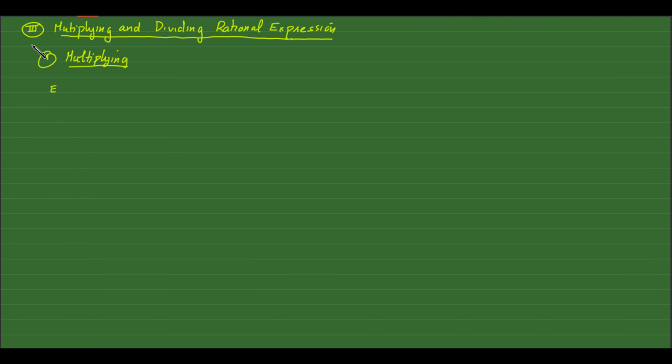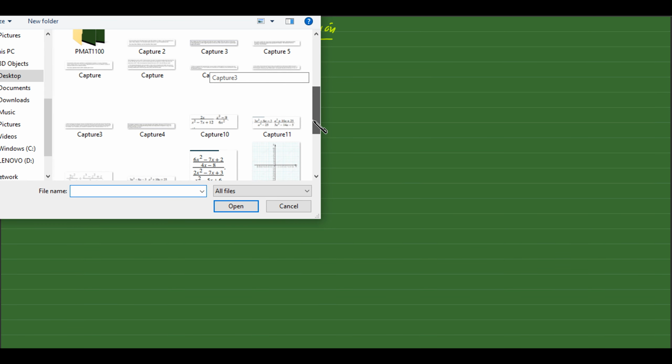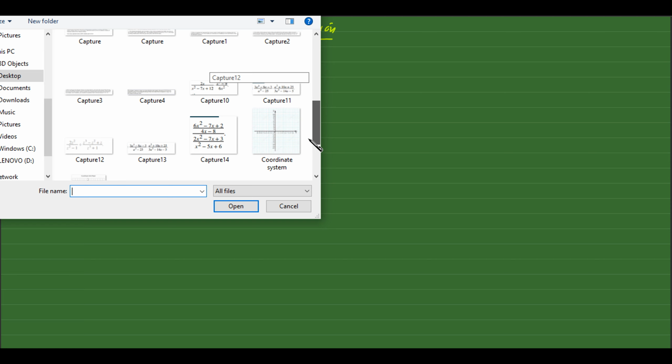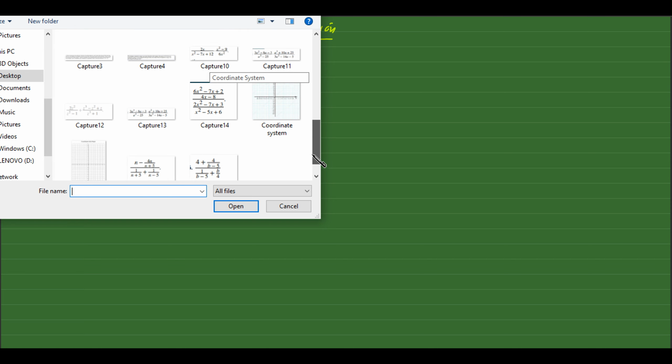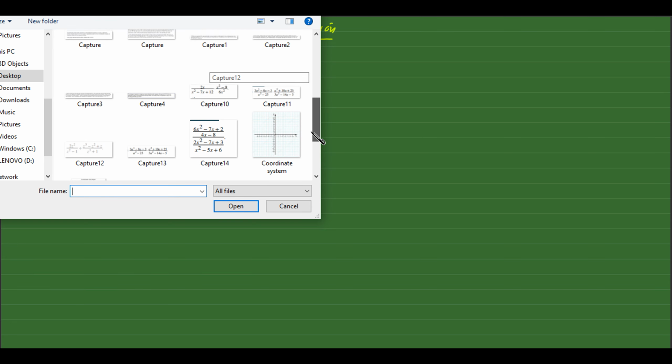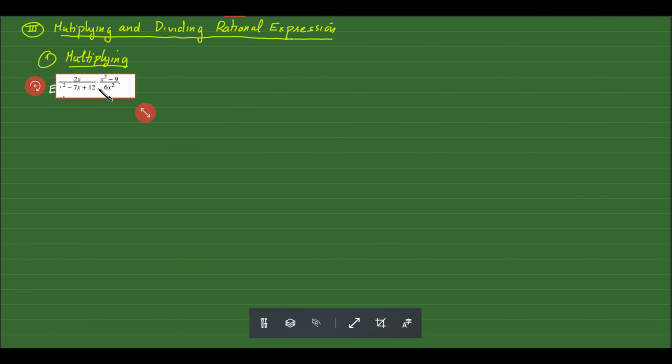Example number 1. Oh, let me use a different color here. Example number 1. All right. And let me see. I can get the. So I put somewhere over here. First one. I think this one. Alright.